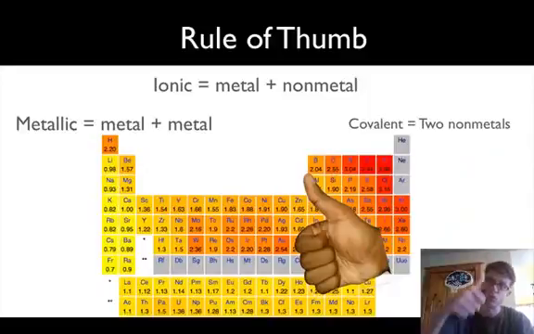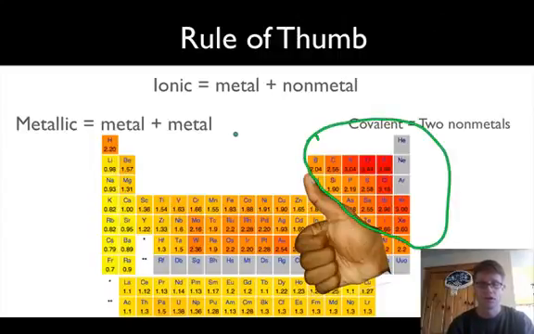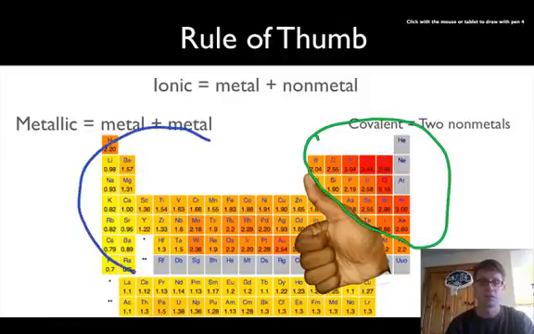First of all, let's start with the rule of thumb. The rule of thumb says that if you hold your thumb up to the periodic table, things on one side of your thumb are going to be nonmetals. So if I hold it up like this, everything on this side of my thumb is going to be a nonmetal. Everything on this side of my thumb is going to be a metal.